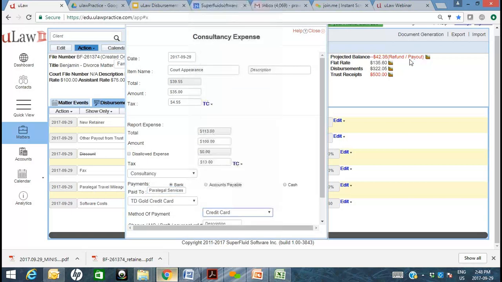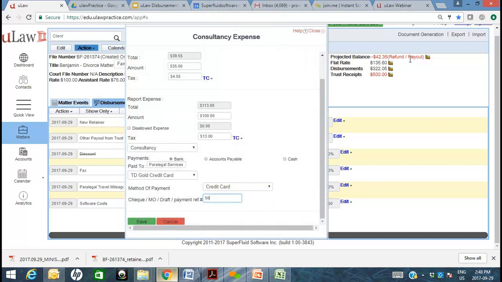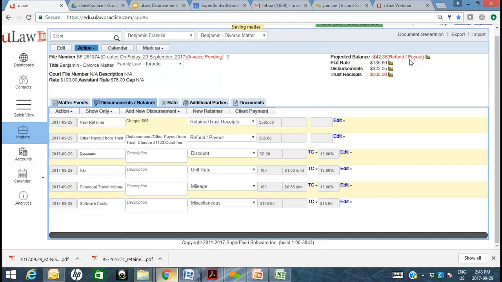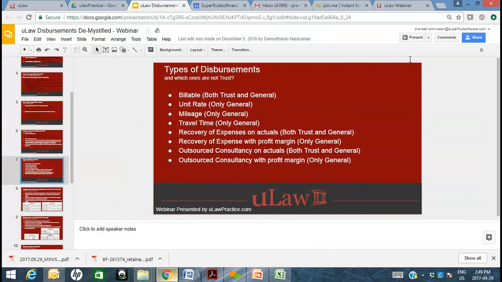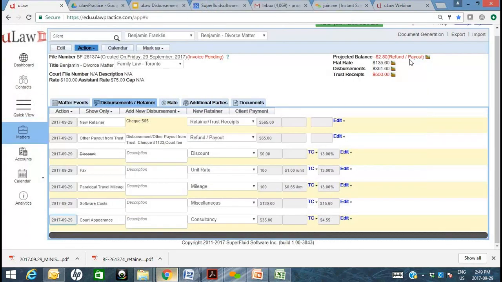Let's say again, so you paid off your credit card, transaction number. So in doing that, what you accomplished is looking at different types of disbursement types that we highlighted in this particular slide, types of disbursements, and how you've gone about reporting them. Right now, that's all we've done. We've reported as and when it happened, exactly how it happened.